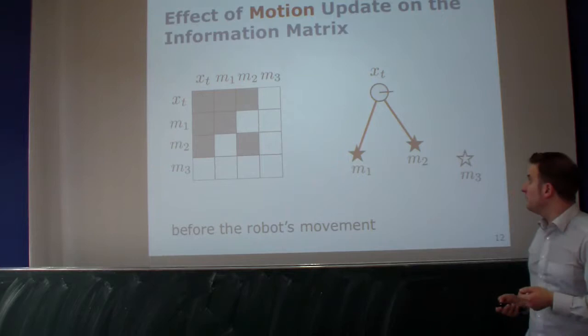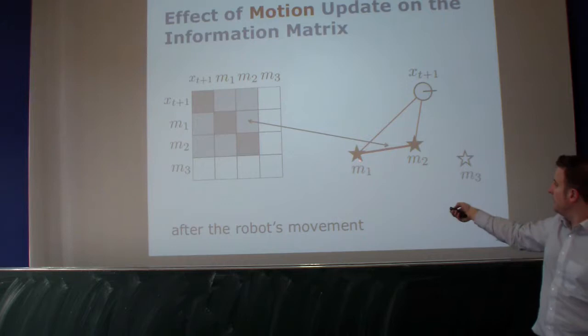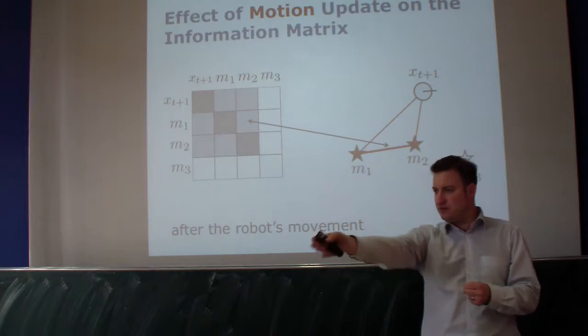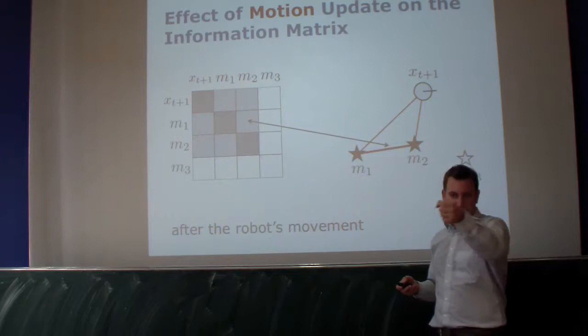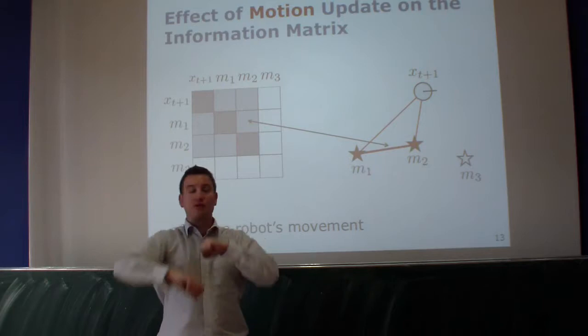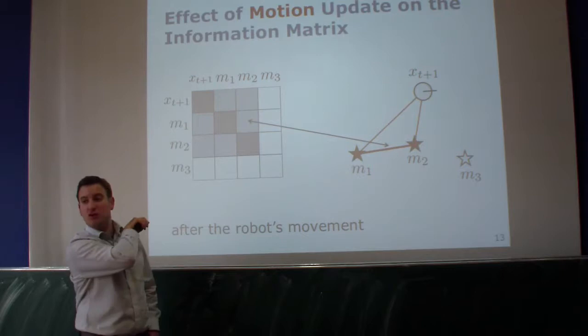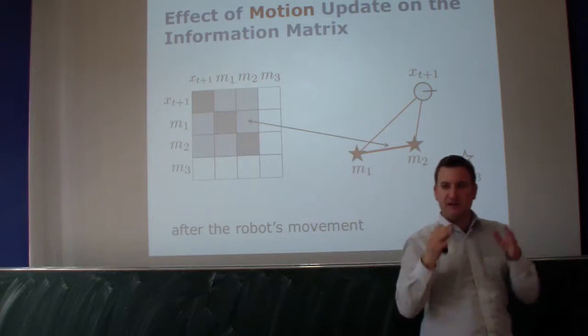So the robot moves from here to here. The links between the robot's pose and the individual features are weakened. This is exactly what you said. But as a result of that, at the same time, I gain some knowledge, as you correctly said, about the relative position of you two. By getting more uncertain about the robot's pose, you get correlated. Therefore, elements are non-zero which have been zero before. And this was a step, the motion step in the extended information filter, where it fills up my matrix.